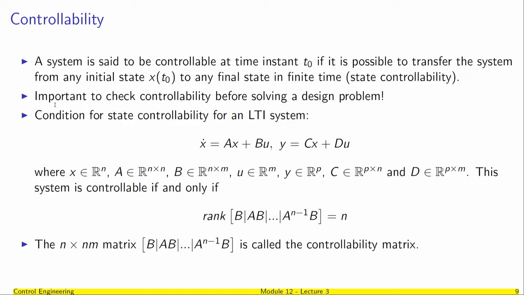Before I solve any control problem, it is important for me to check if the system is controllable or not. So, let us see how we do that. I am given a system in the state space form x dot is Ax plus Bu, y is Cx plus Du. I will shortly derive this result quickly: the system is controllable if and only if the matrix [B AB ... A^(n-1)B], which will be of dimension n cross n times m, has rank n. This is both a necessary and sufficient condition.